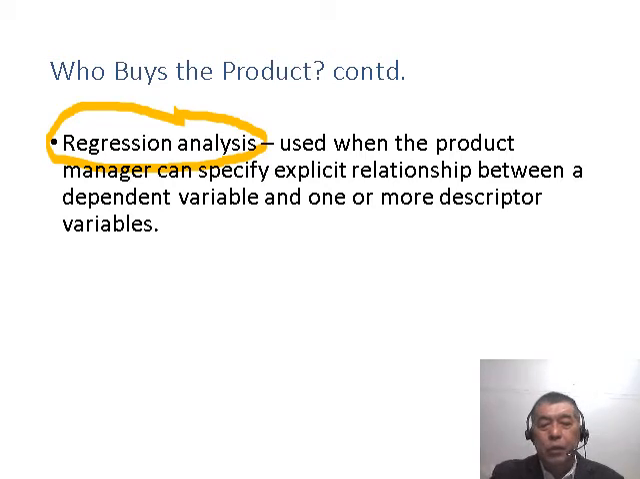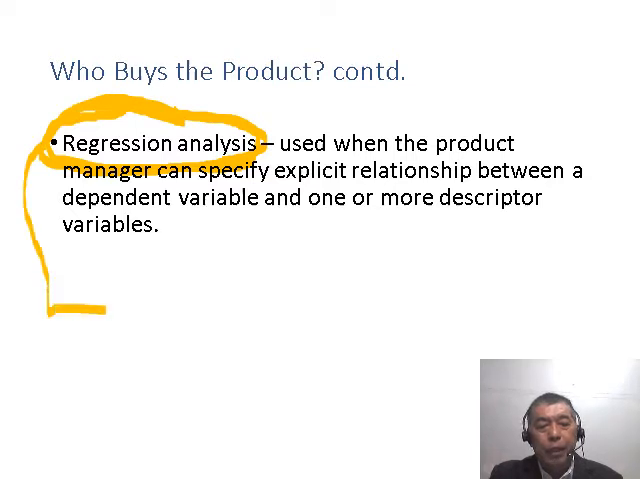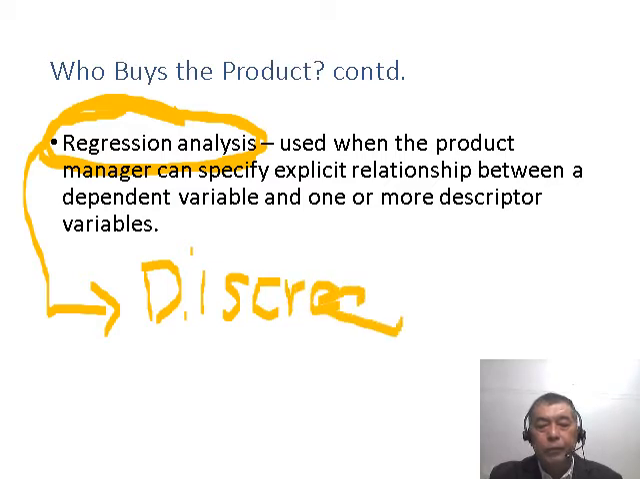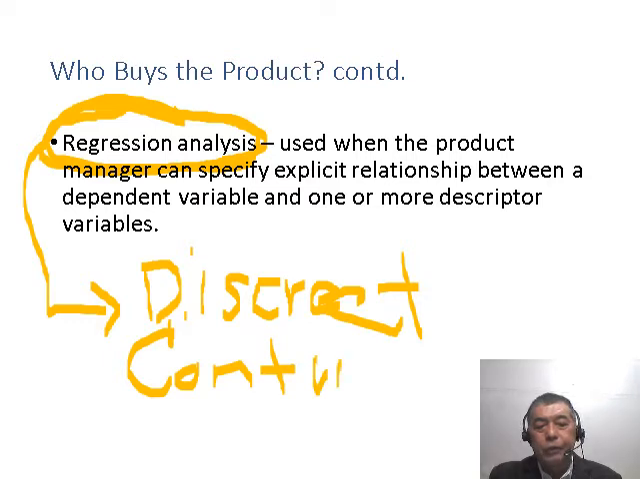What is important here is that in regression analysis, your data should be discrete data and continuous data, so that it can be processed by regression. Continuous data. All right.